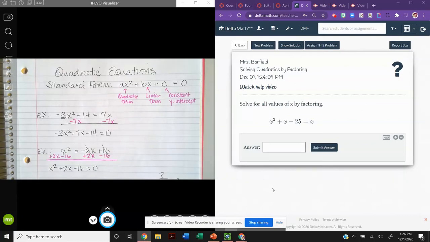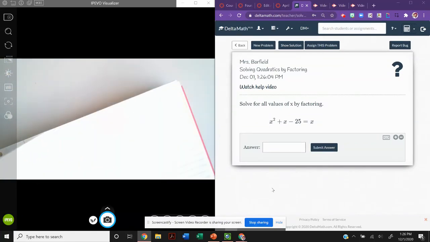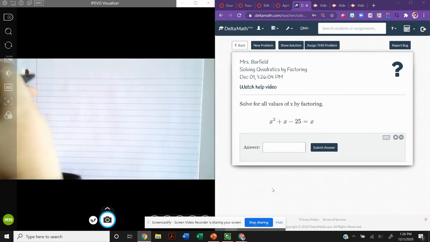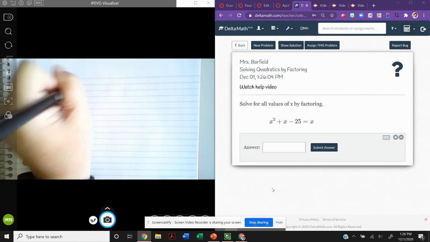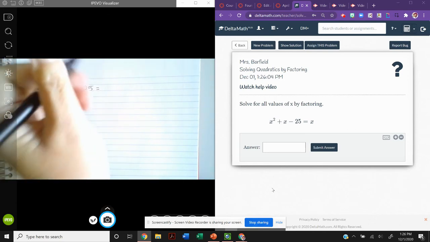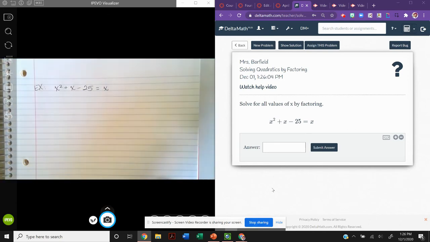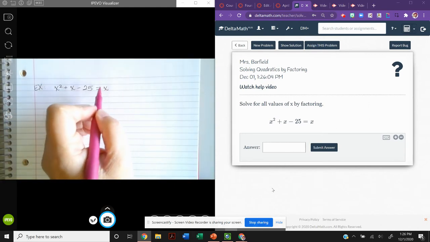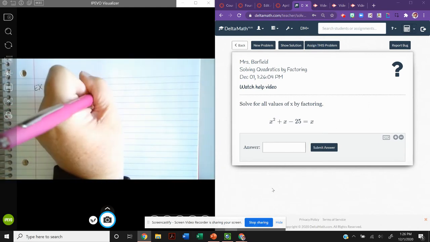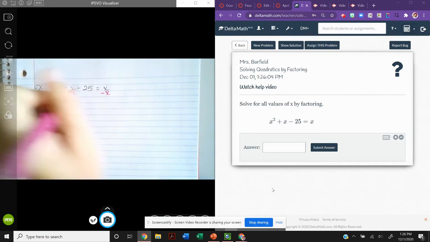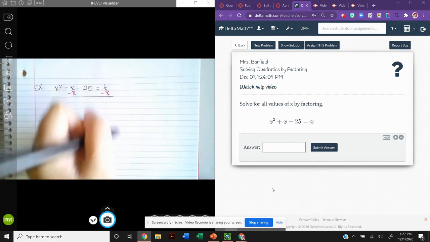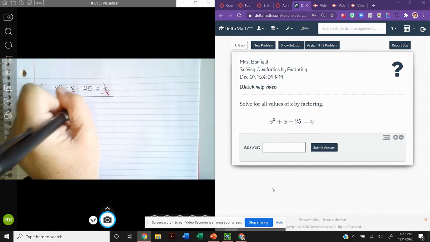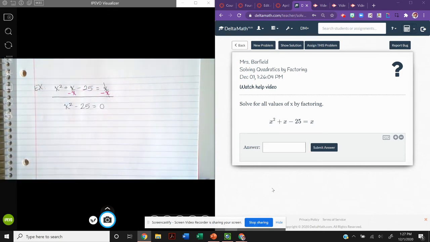All right, you guys. So let's look at another couple of examples of quadratic equations. All right, so you can see here, I've got my example ready to go. So I have x squared plus x minus 25 equals x. All right, so I cannot have it equal to x. It needs to be equal to 0. So I'm going to subtract x. So when I do that, those actually eliminate, which means I bring down x squared minus 25 equals 0.